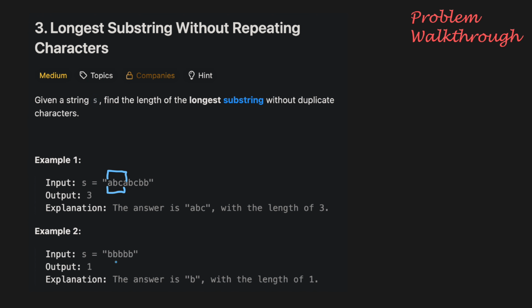Then in example 2, for the given string, the longest substring we can form without duplicate characters is B, which has length 1, as all other characters are duplicate.